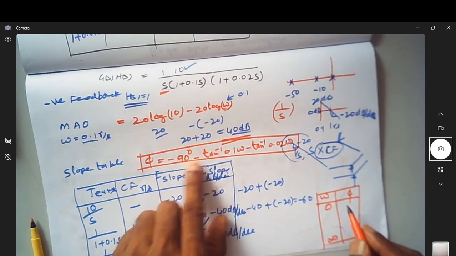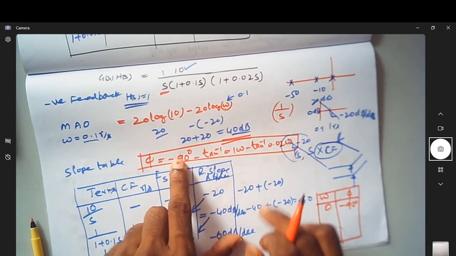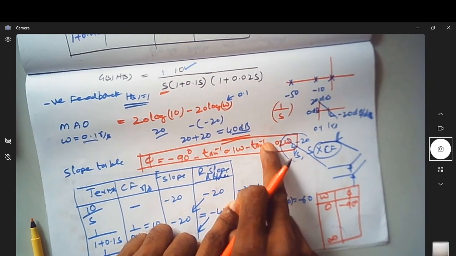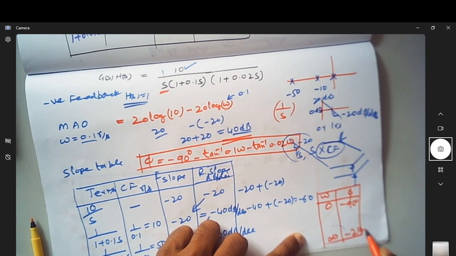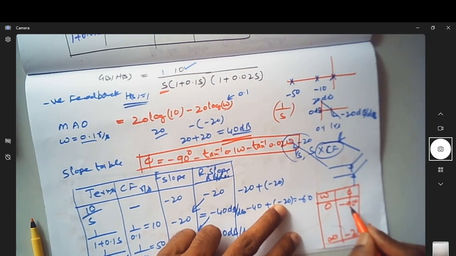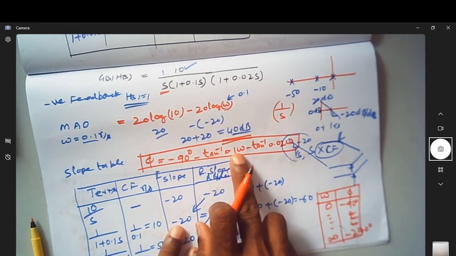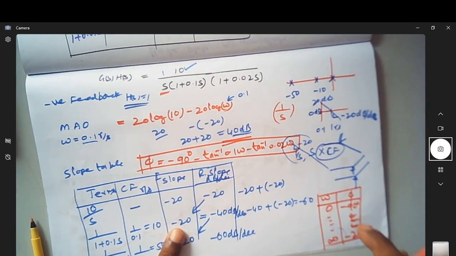Even when omega is 0, do you have it as minus 90 degree? These two are not contributing, but this is minus 90. When omega is infinity, this is giving 90, this is also giving 90. Since all are minus, this is minus 270 degree. So now this varies from minus 90 to minus 270 for different values of omega, by substituting the corresponding value of omega that you want. So you will get the phase plot also.